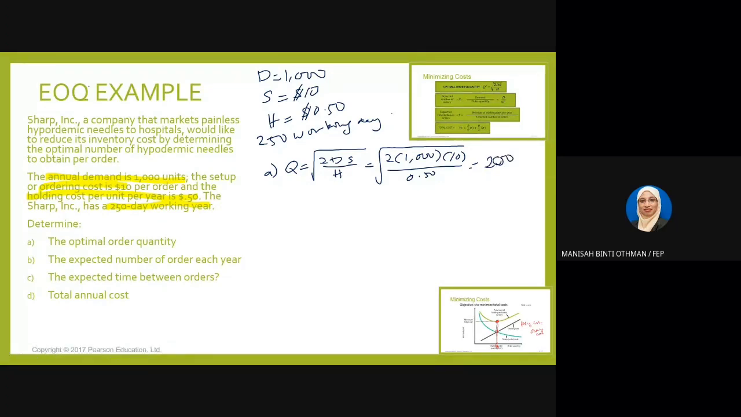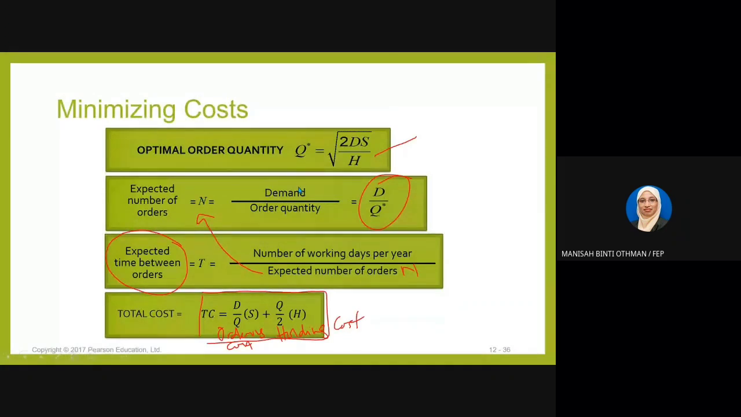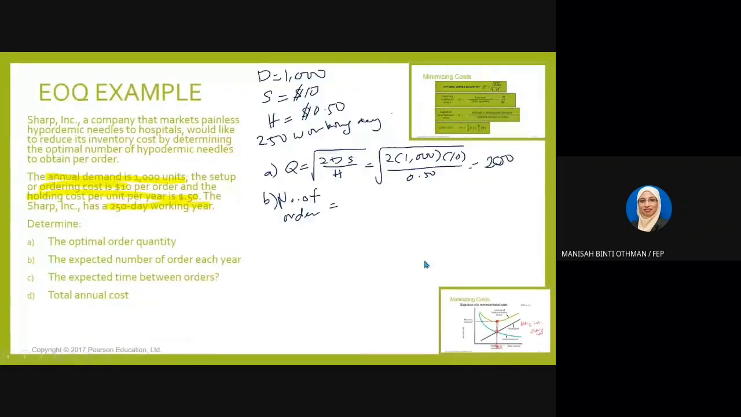So every time this Sharp Incorporation wants to order, they should order 200 units of needles. Alright, so every time they order 200 needles. And B, we want to identify the expected number of orders in 1 year. How to calculate the number of orders? The expected number of orders is demand divided by order quantity. That equals demand 1,000 divided by order quantity 200, which equals 5 times. So the number of orders is 5 times per year.